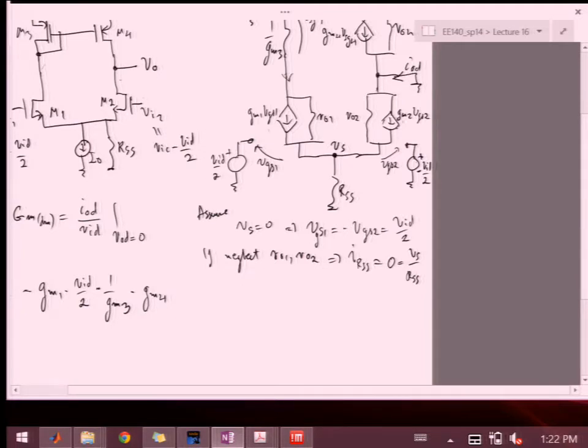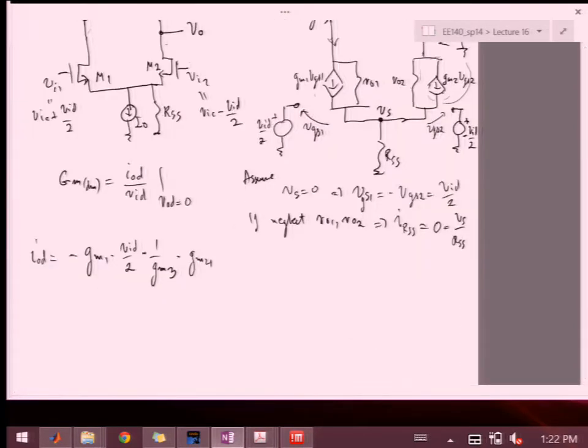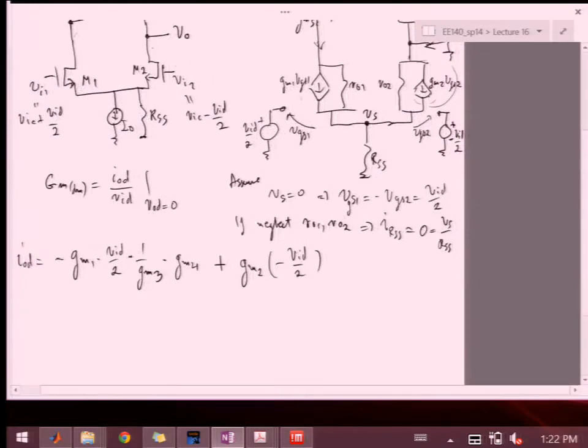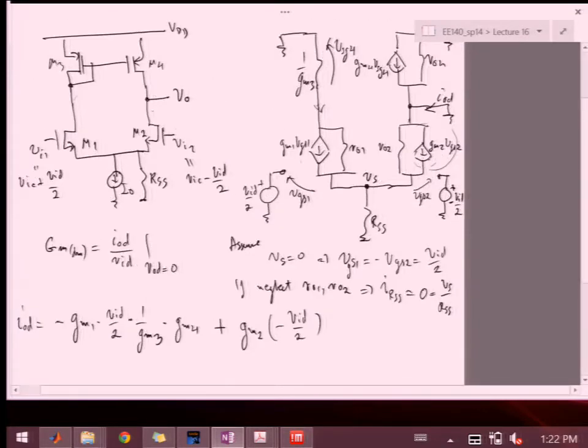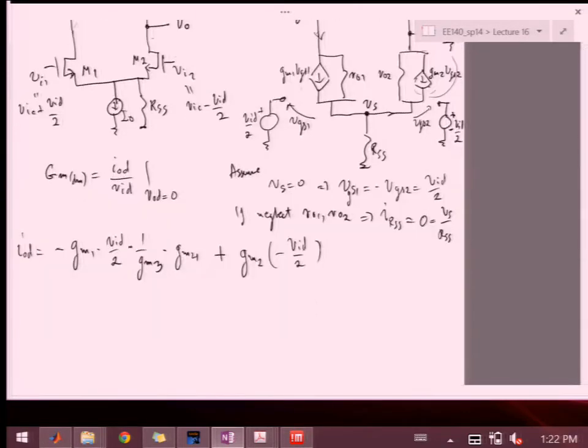The other path is actually way simpler, because I just have minus VID over 2. And I'm assuming that primarily this GM2 VGS2 is really contributing. So the other part is just plus GM2 times minus VID over 2. This is in the same direction as IOD, so it's a positive sign. Okay.